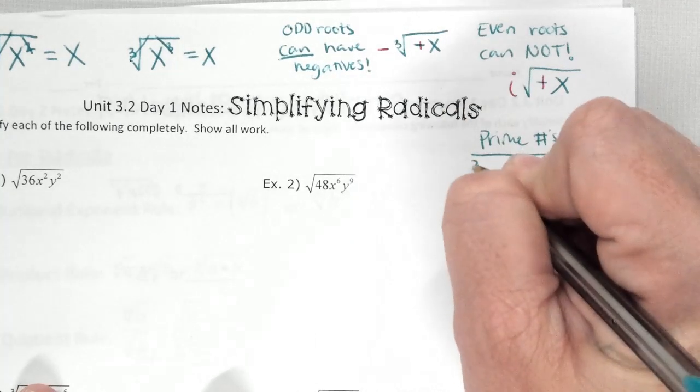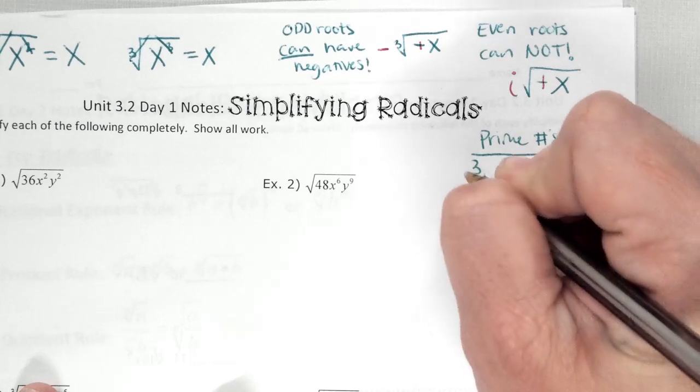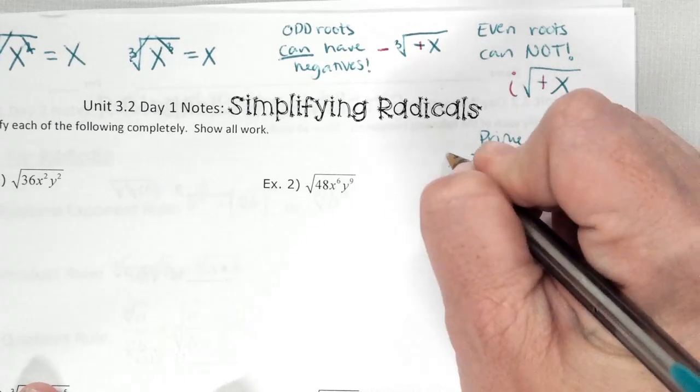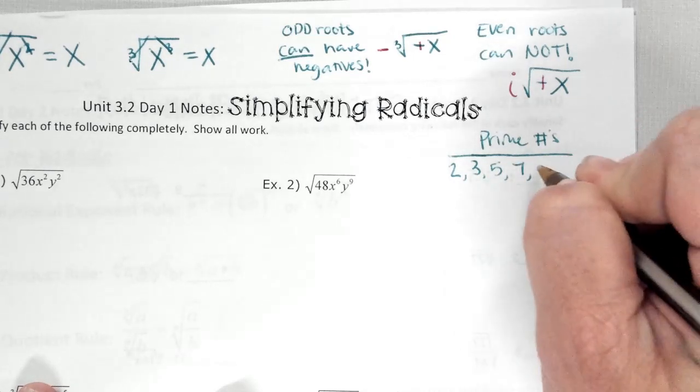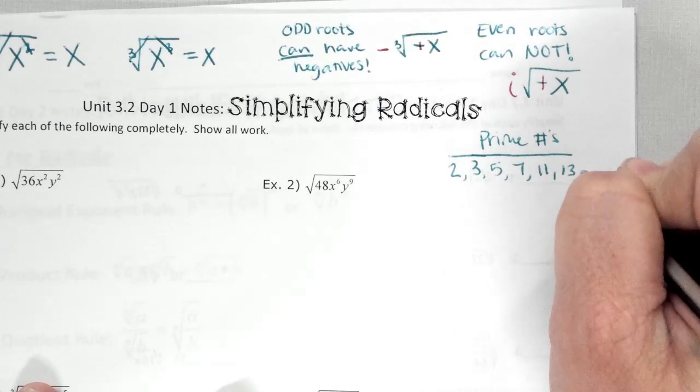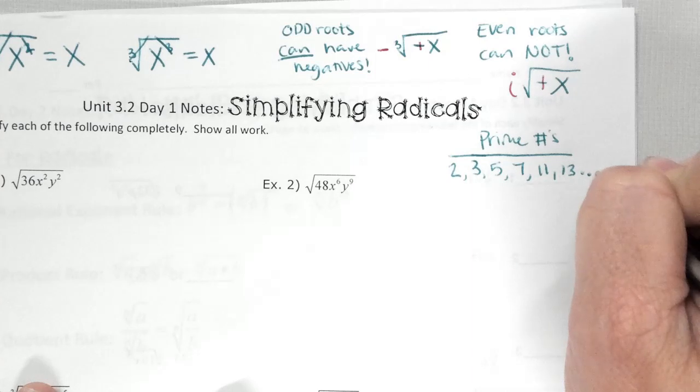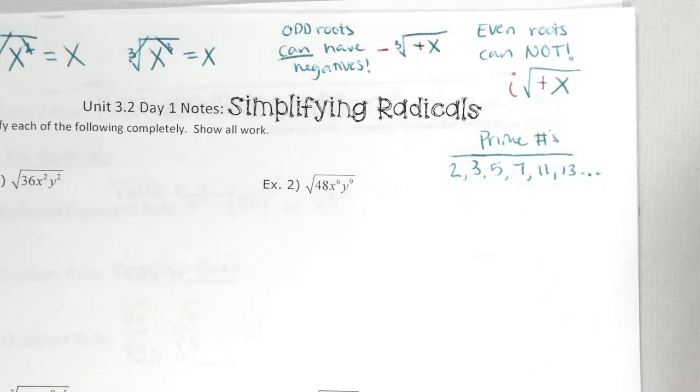So 3 is a prime number. 2 is the first one. 2, 3, 5, 7, 11, 13. It keeps going. There are more. But those are the basic ones. Okay, so those are the things that you needed to remember before we got started.